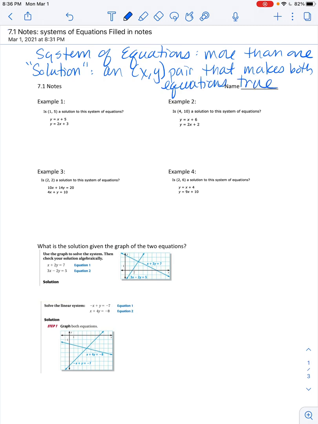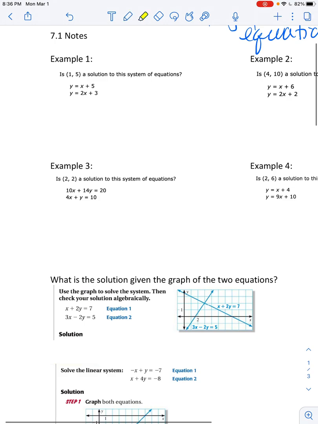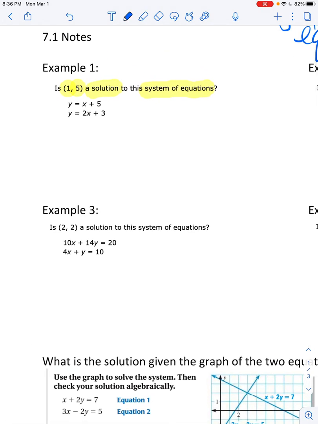So typically you are solving for X. There's one variable in the whole problem. You work your way through it, you find out what X is, you plug it in, you see if it works. You're good to go. What you're seeing here in this first example is, is (1, 5) a solution to this system of equations? Well, what that's really asking you is, if this is your X and this is your Y, does it make both of these equations true?